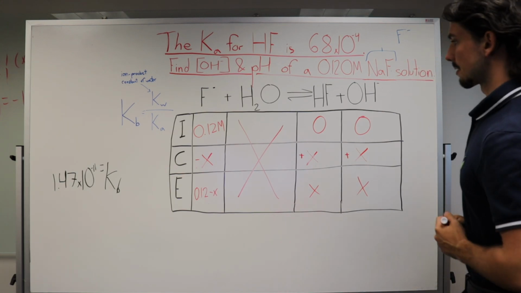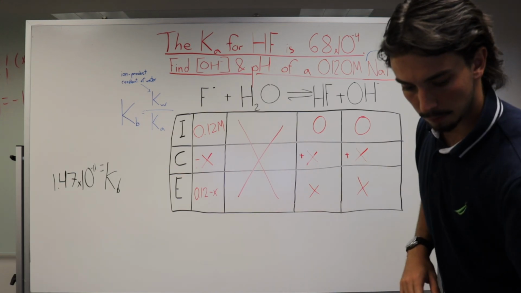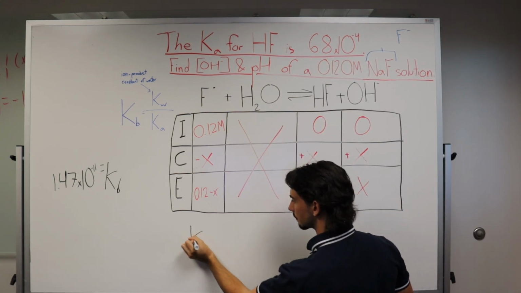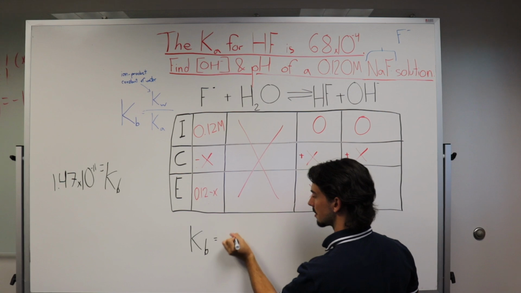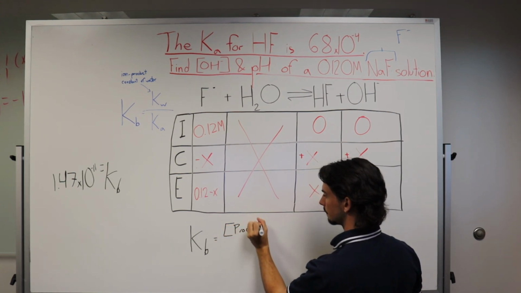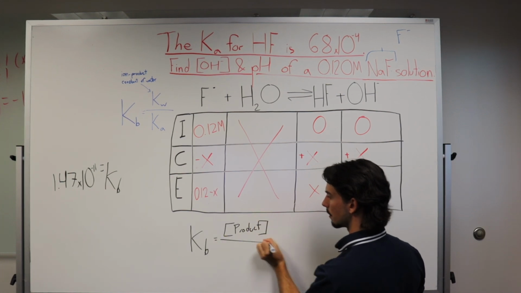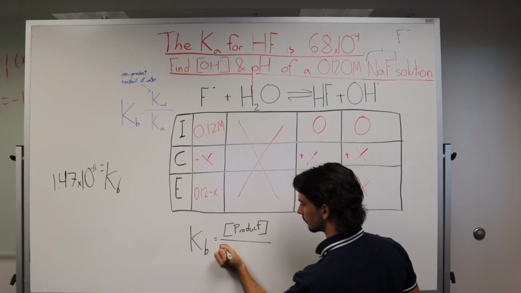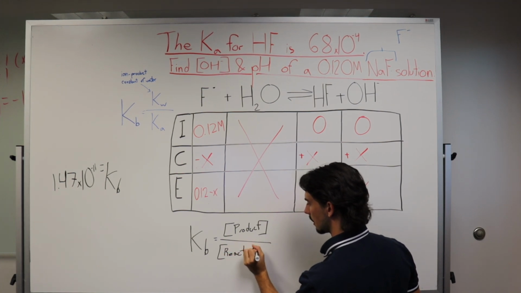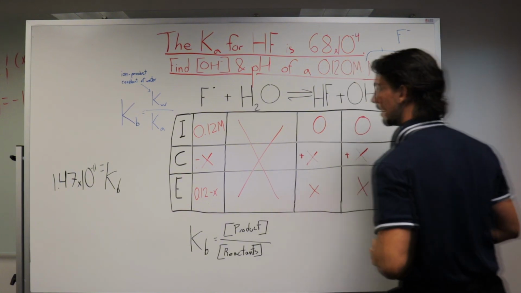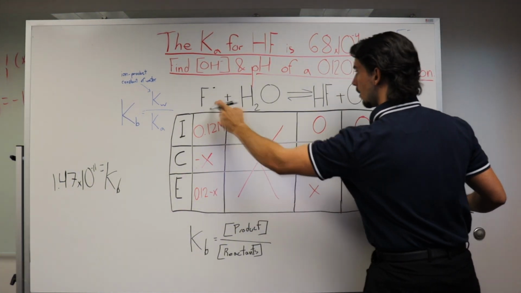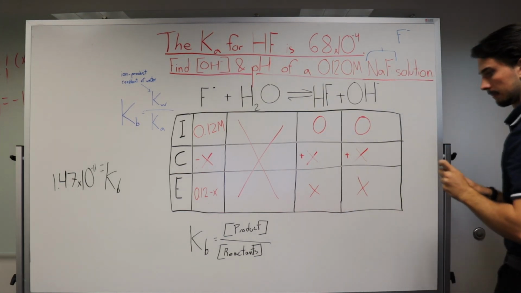Now that we have this, we have to write our Kb formula. And we know that Kb is always going to be the concentration of the products over the concentration of the reactants. Now, all we have to do is fill in at equilibrium the concentrations that we have for each of our reactants and products.